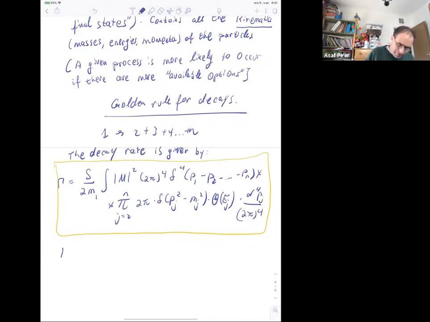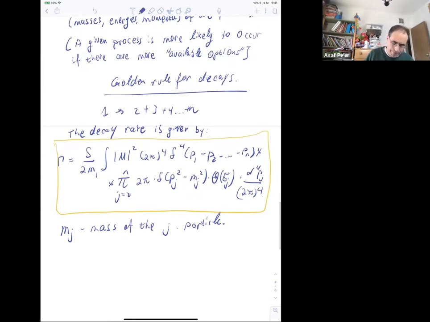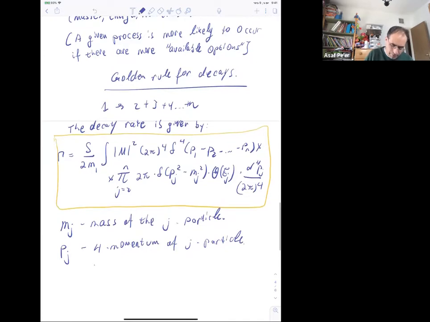Okay, so m_j, that's obvious. That's the mass of the j-th particle. p_j, of course, is the four-momentum of the j-th particle. And of course, E_j is just the p_j zero component, the energy.